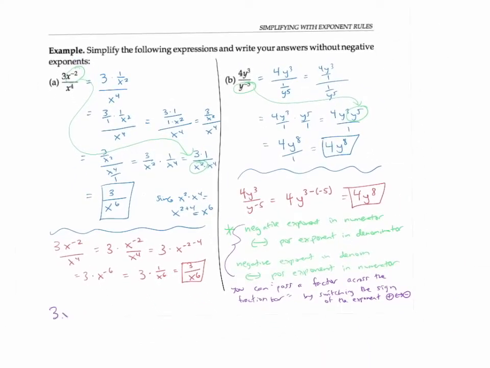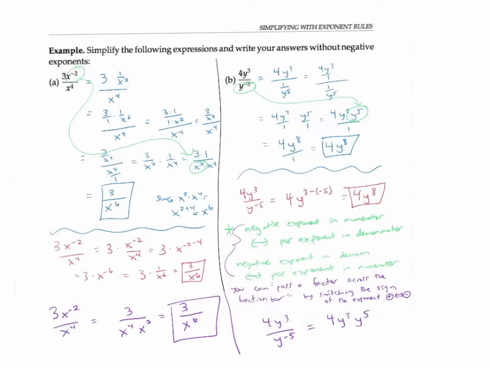In the first problem, 3x to the minus 2 over x to the 4, we can move the negative exponent in the numerator and make it a positive exponent in the denominator. So we get 3 over x to the 4 plus 2, or x to the 6th. In the second example, 4y cubed over y to the minus 5, we can change the y to the minus 5 in the denominator into a y to the 5 in the numerator and get our final answer of 4y to the 3 plus 5, or 8.